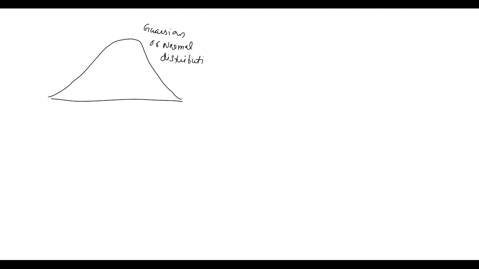Now I will draw the diagram of your Gaussian distribution. This is the one. So this is your Gaussian or normal distribution. How? Because the mean lies in the center. Now we will calculate, using the empirical formula, the probability of your X data points lying within some range away from your mean.